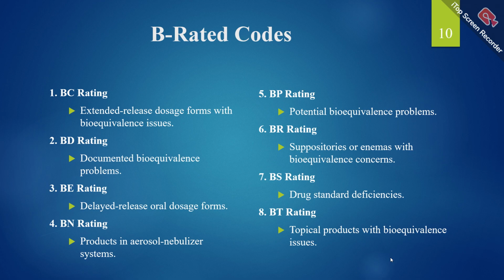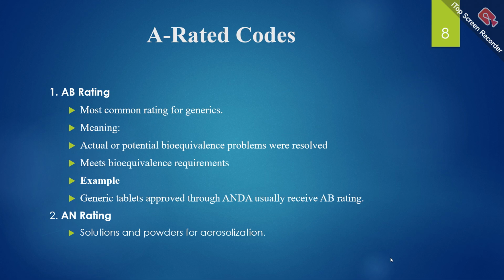In the case of A-rated drugs, I am going to explain in brief. For AB, if the first letter is A, then the generic drug product is considered therapeutically equivalent to the reference brand name drug and can be substituted for it. So, AB rating is nothing but actual or potential bioequivalence problems have been resolved, as we have discussed, and there is adequate in vitro and in vivo evidence supporting the bioequivalence of the product to the selected RLD.